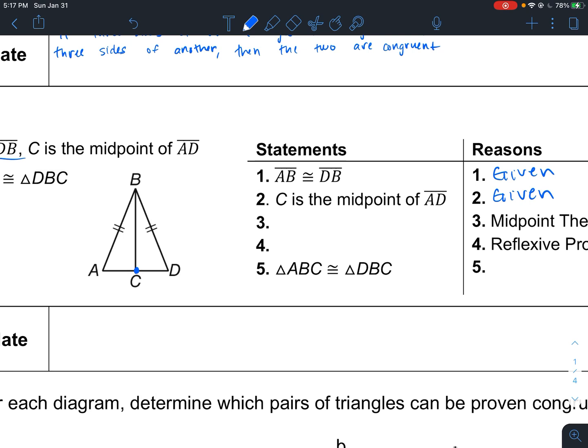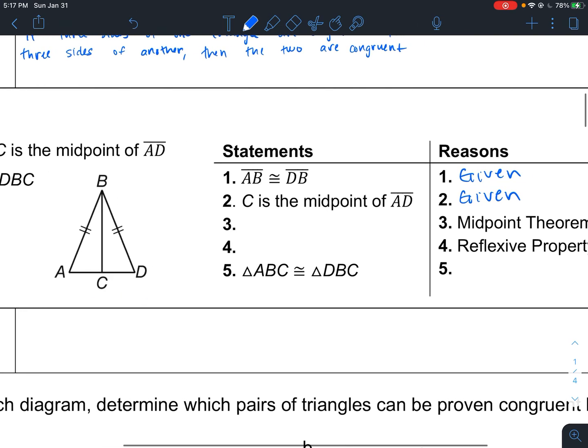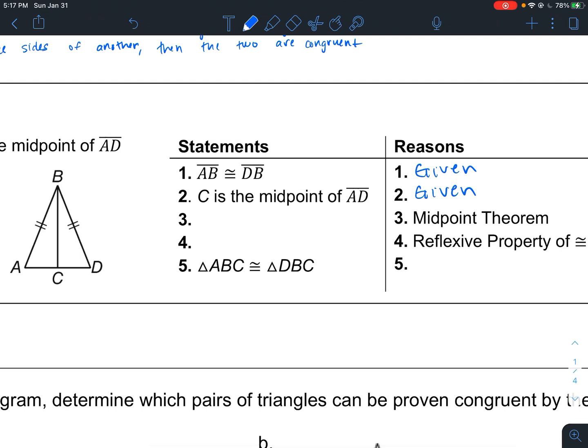So the midpoint theorem basically just states that since C is a midpoint of AD, then by definition these two sides must be congruent, because that's what it means to be in the middle, right? So this segment right here is equivalent to the length of this segment over here, because it's the midpoint, right? So by the midpoint theorem, we can conclude that the line segment AC is congruent with the line segment DC. So this segment right here is congruent with this segment right there. I'm going to draw a line through them, signaling that they are corresponding and congruent.